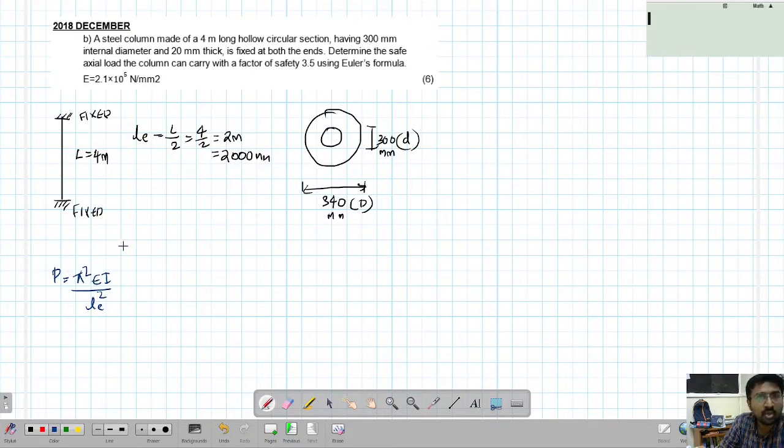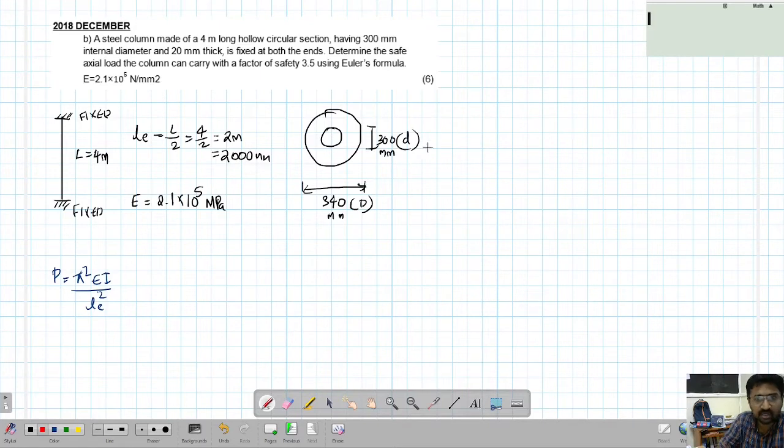Now E is given. What is the value of E given? I just write that also. E is given as 2.1 times 10 to the power 5 Newton per mm square. So 1 Newton per mm square is nothing but 1 MPa. So this is the value of E. Pi is a constant which we know. I we can calculate since we have the dimensions. LE is given, which is calculated as 2000.